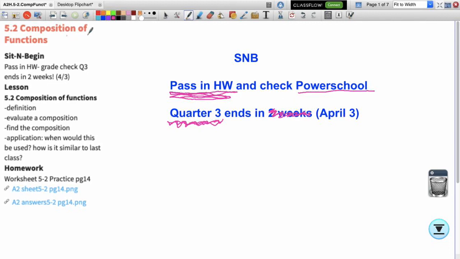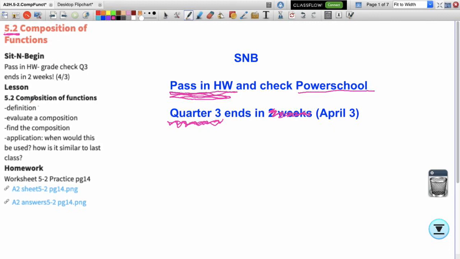Today, we're going to move on in our book to section 5.2, which is composition of functions. And I've been calling plugging in a function into another function composition of functions back from chapter 4 because it is composition of functions of sorts. Okay, it's more like computing with functions.